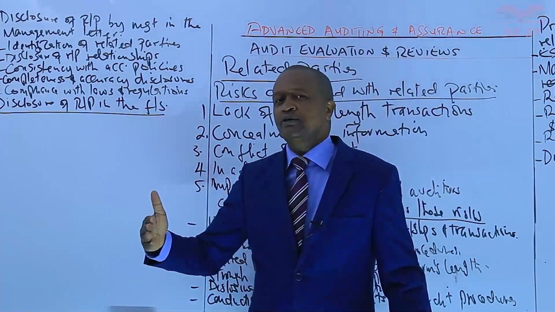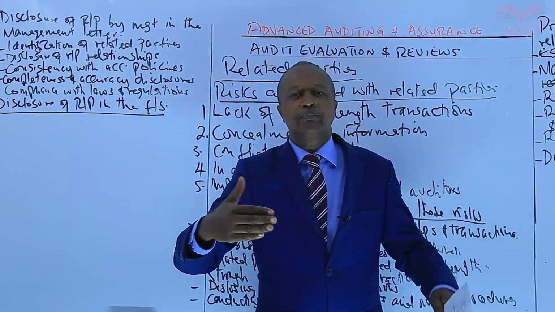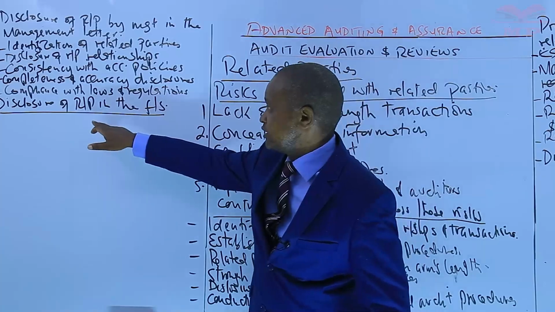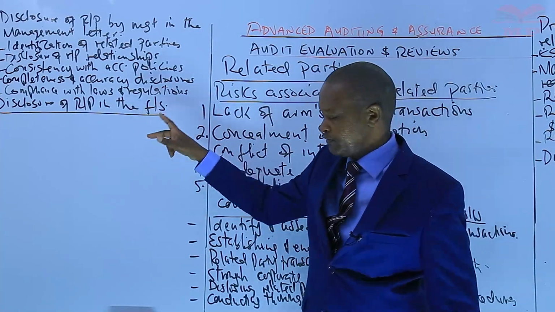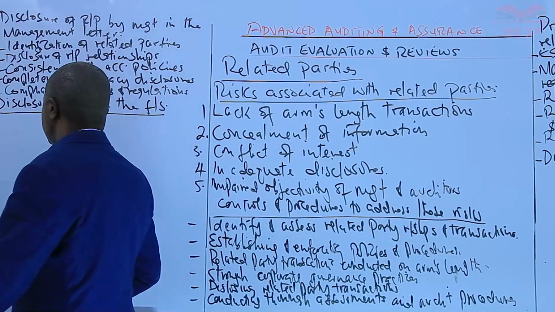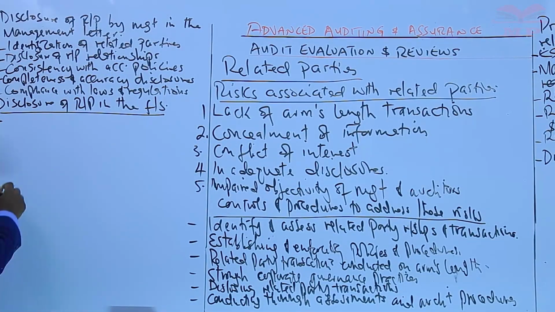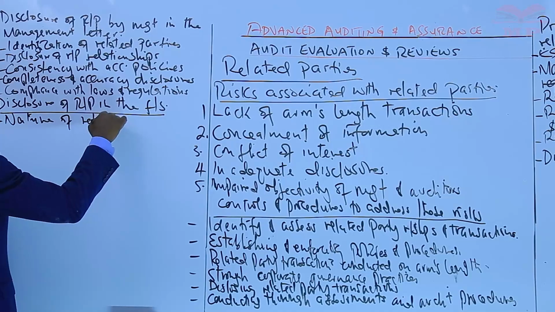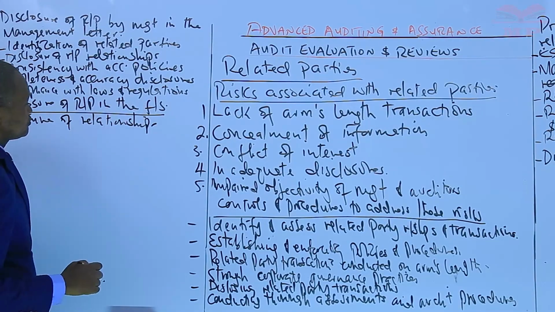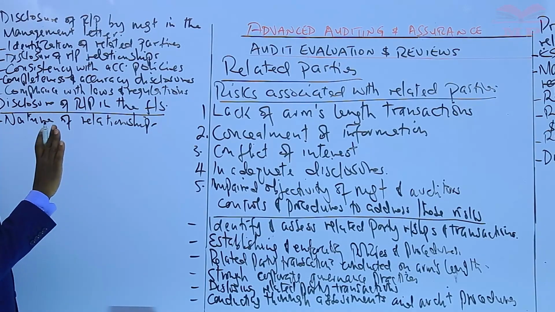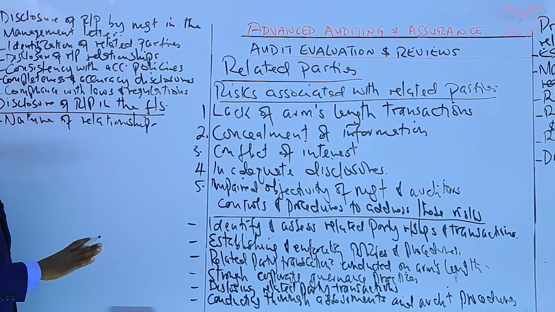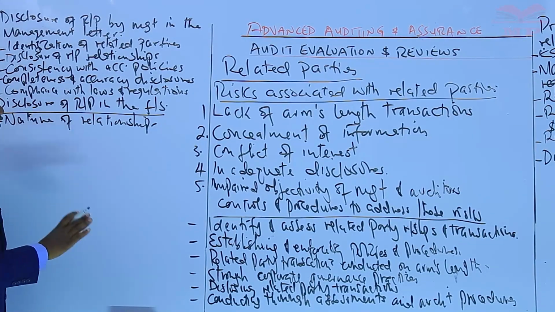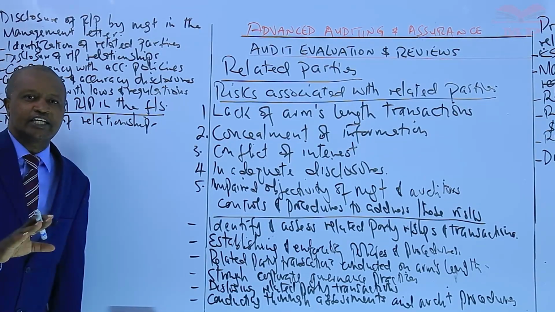So here we are going to discuss some of the information that ought to be included in the financial statements as far as related parties are concerned. The first one is nature of relationships. Now, when disclosing information in regard to related parties in the financial statements, part of the information should include the nature of relationships.